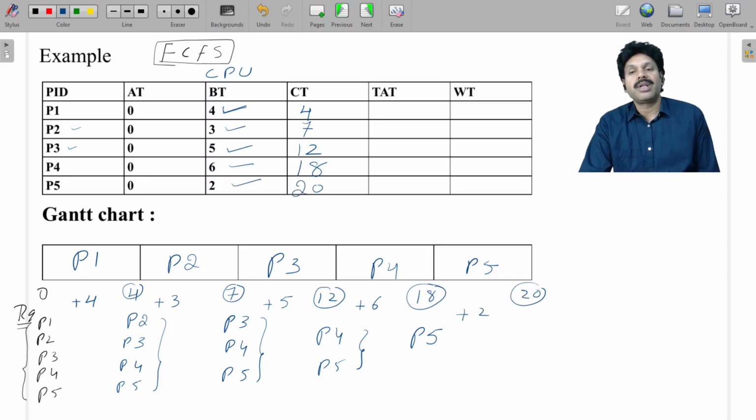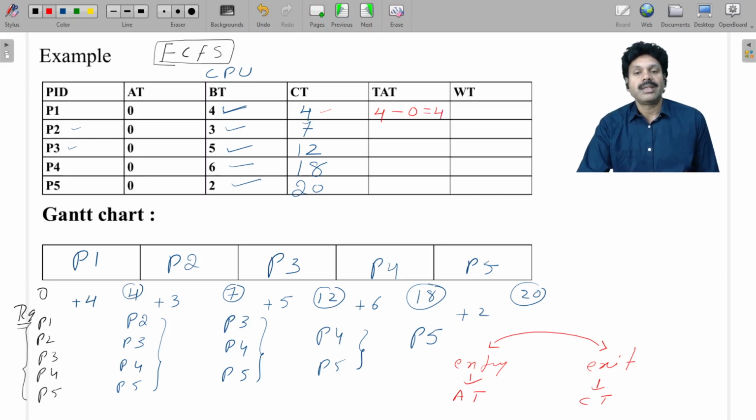Now, what is the turnaround time? We learned the turnaround time is nothing but exit time minus entry time. Entry time of the process minus exit time of the process is known as turnaround time. Entry time is 0. Exit time is 4. Exit time is nothing but completion time. Entry time is nothing but arrival time. So completion time is 4 and arrival time is 0. Its turnaround time is 4.